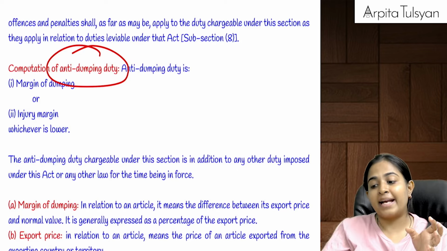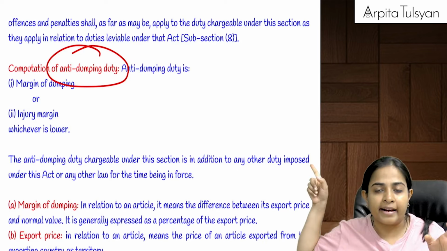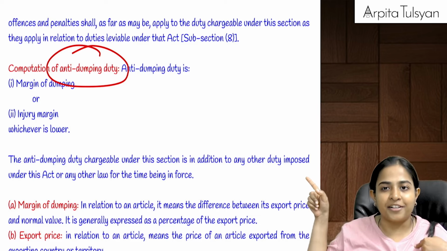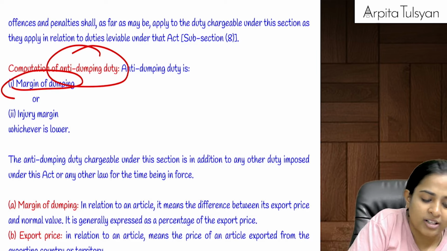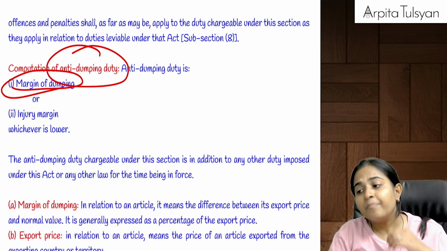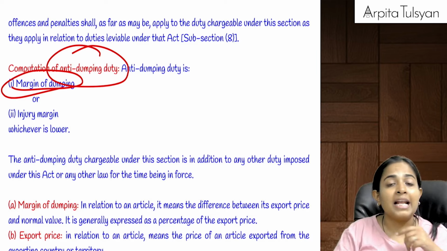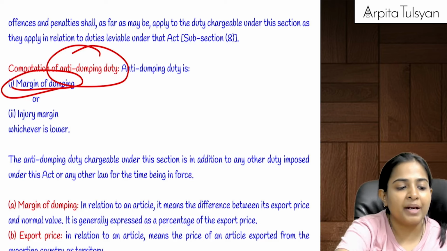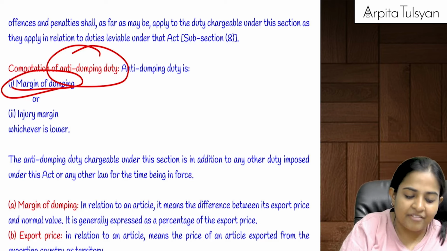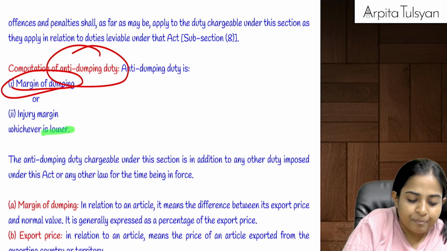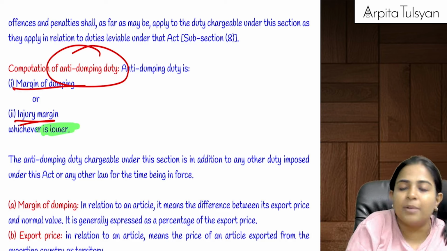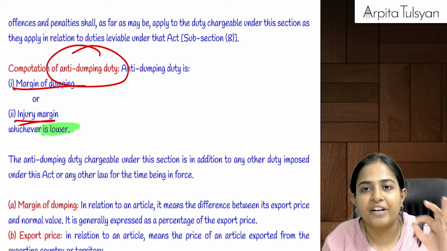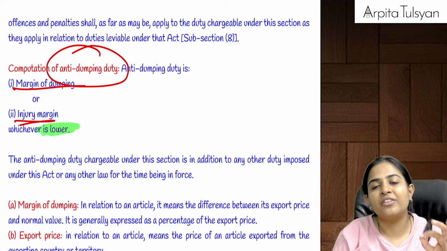Means the price at which it is sold in its own country and the price at which I have got here in India. Whatever is the difference, that is called the dumping margin, or the margin of dumping. So, theoretically, the maximum amount of anti-dumping duty that can be levied is equal to the lower of margin of dumping or injury margin. Margin of dumping or injury margin, whichever is lower.